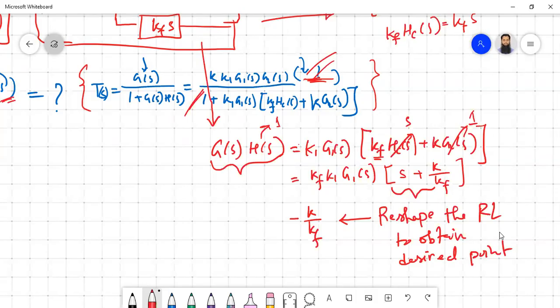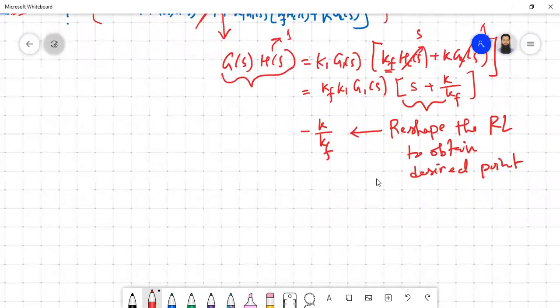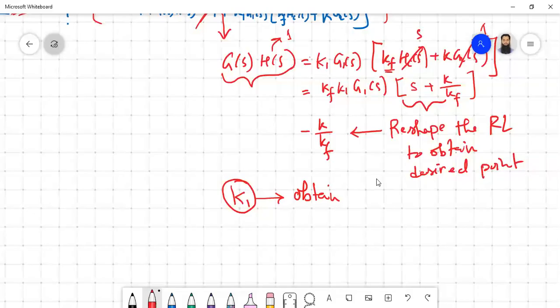Okay, so once you know the value of K and Kf, you know the location of the zero that is required for the root locus to go through the desired point. The final thing left is the value of K1. You have to just adjust the value of K1. This is the final thing, so that you can obtain your desired characteristic, the desired transient response.